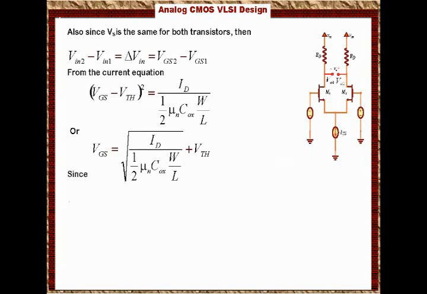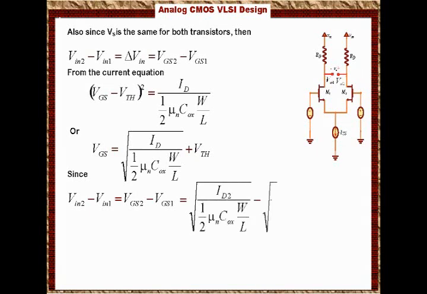Since Vn2 minus Vn1, the differential input voltage, is the same as VGS2 minus VGS1, we can say that Vn2 minus Vn1 will equal, substituting for VGS2 in terms of the square root equation, the square root of ID2 over 1/2 mu n COX W over L minus the square root of ID1 over 1/2 mu n COX W over L. And the threshold voltage is cancelled out because the threshold voltage of VGS1 cancels the threshold voltage of VGS2.